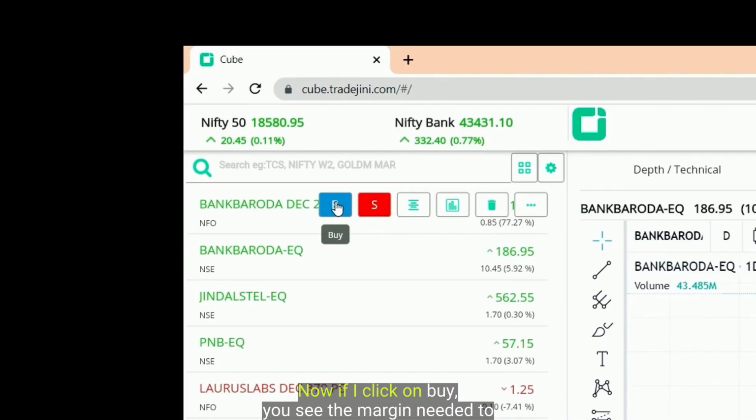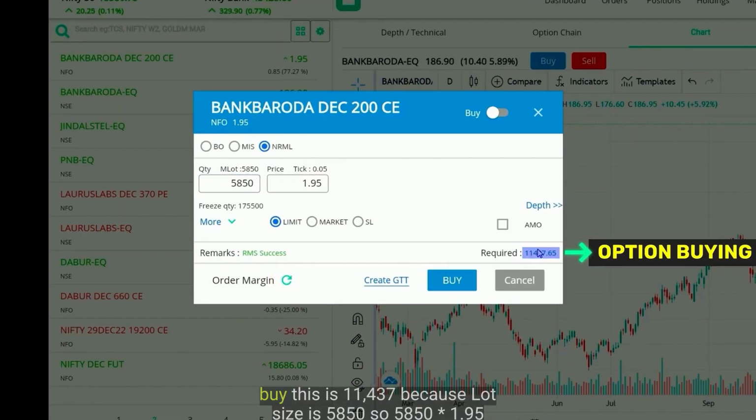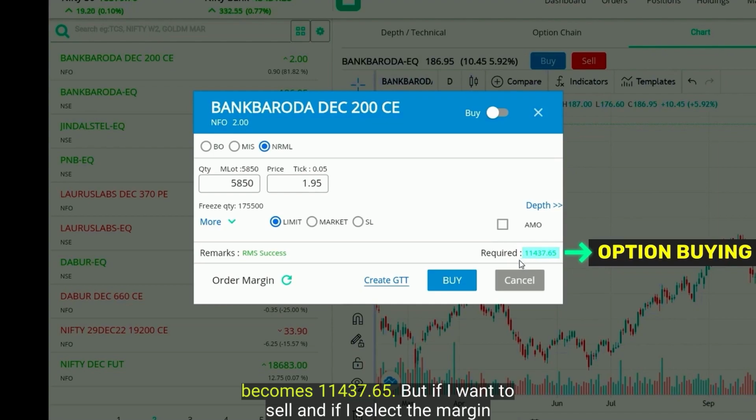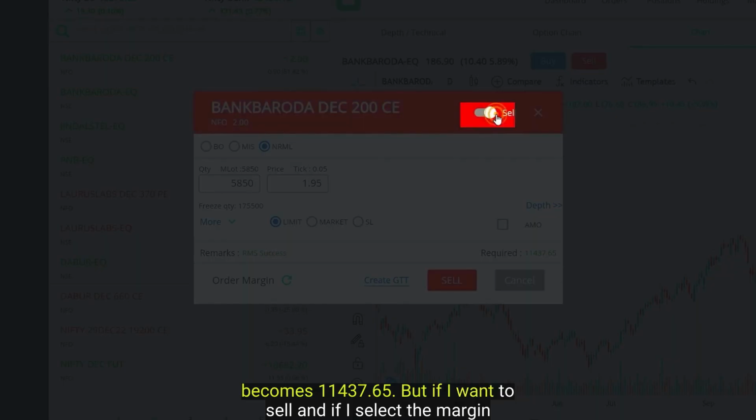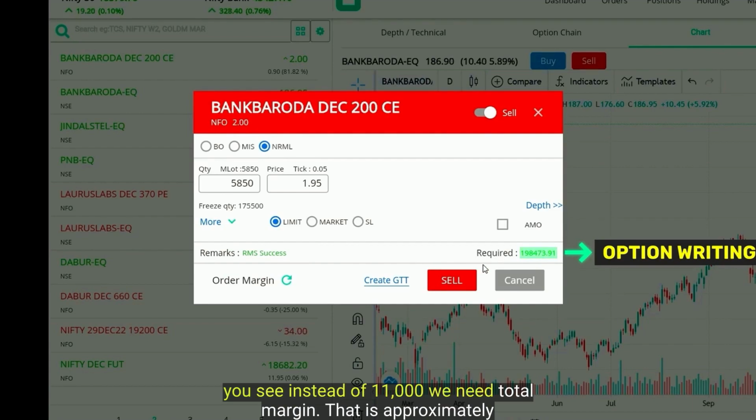Now if I click on buy, you see the margin needed to buy this is 11,437 because the lot size is 5,850. So 5850 into 1.95 becomes 11437.65. But if I want to sell and if I select the margin, you see instead of 11,000 we need a total margin of approximately 2 lakh rupees.